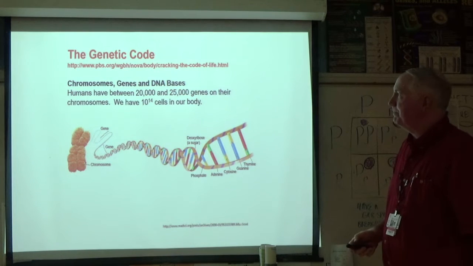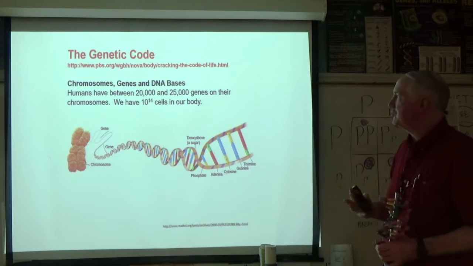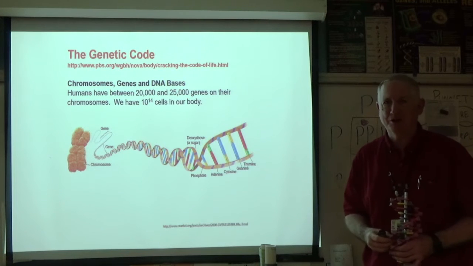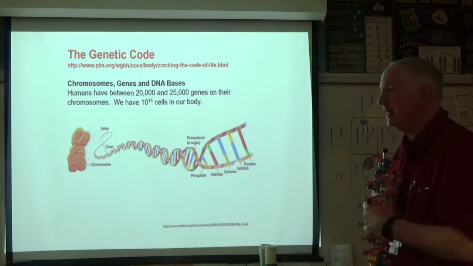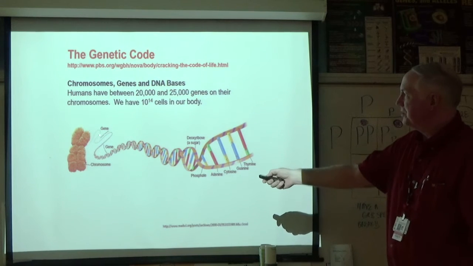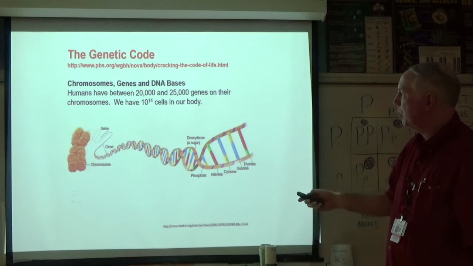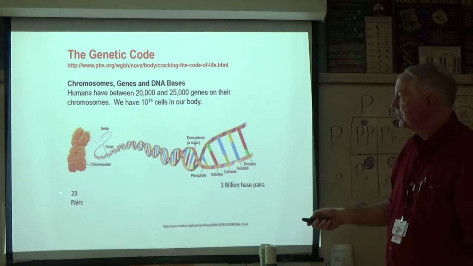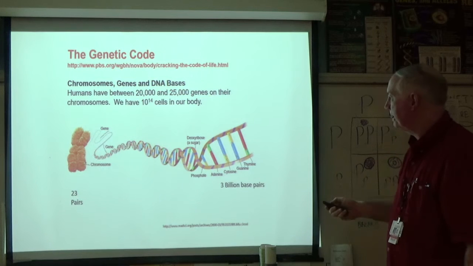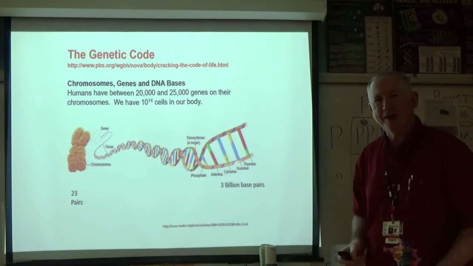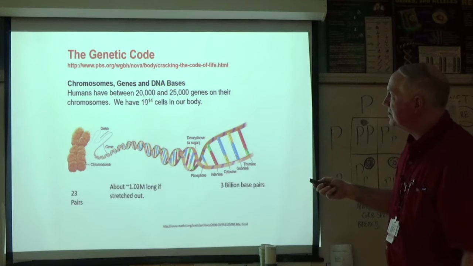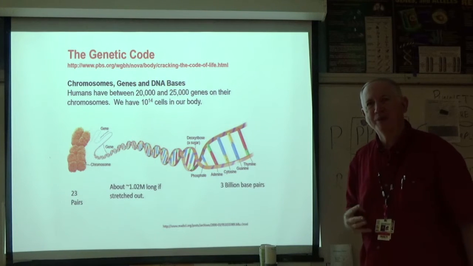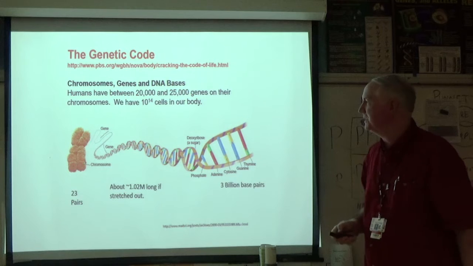Chromosomes, genes, and DNA bases, we have about 25,000 genes on our chromosomes. It takes 25,000 instructions to make you and to make me. These instructions are on these genes that are on these coiled coils of DNA. There's 23 pairs, of course, in humans, 46 total, and 3 billion base pairs. That's the code to make a human being. We have 10 to the 14th cells in our body, and we figured out that that was about 100 trillion cells.